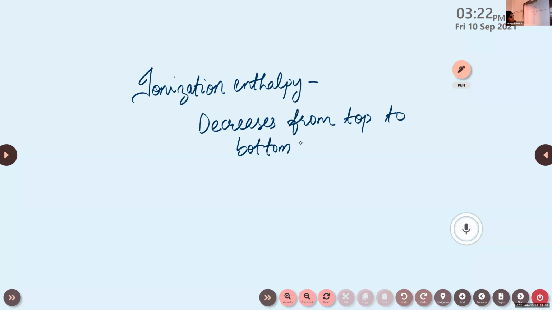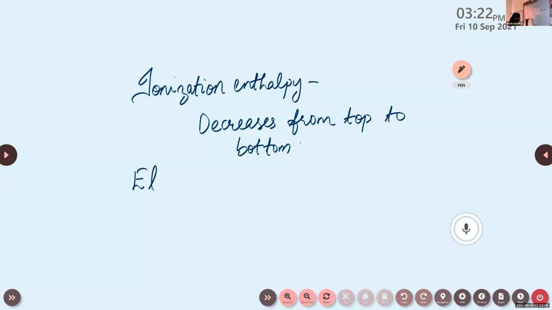What is ionization energy or ionization enthalpy? The energy required to remove the electron from the outermost shell. So when we move from top to bottom, ionization enthalpy decreases because of the increase in size, and the effective nuclear charge decreases. So it is very easy to remove the electron from the outermost shell due to the screening effect. These things you have learned in plus one, right? So that's about ionization enthalpy.